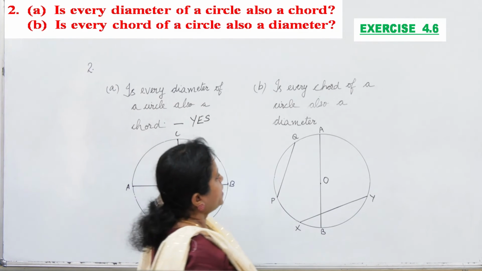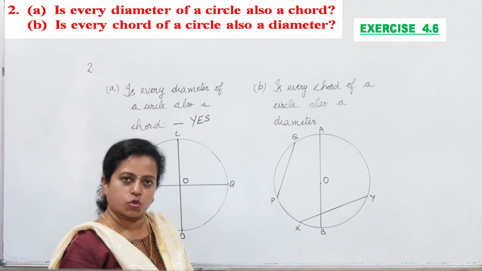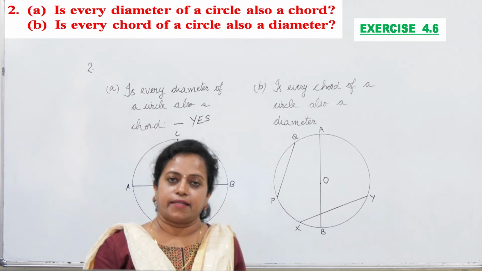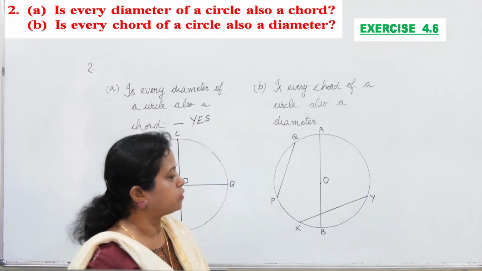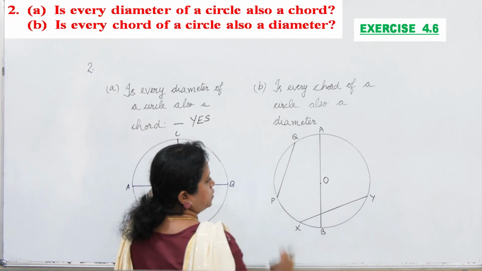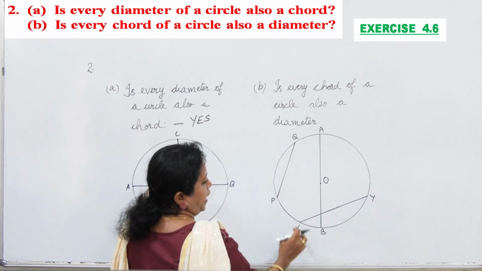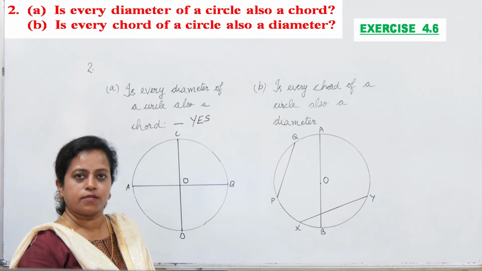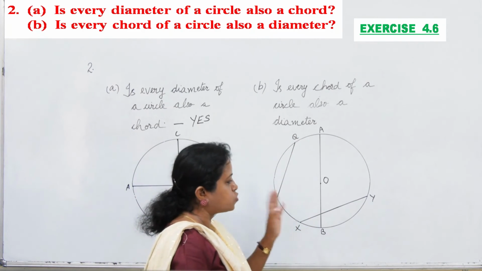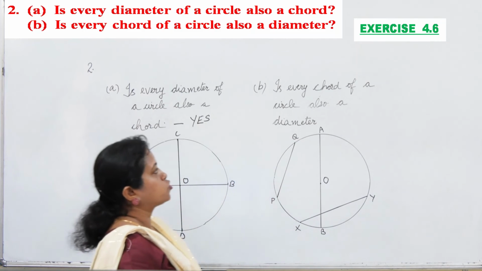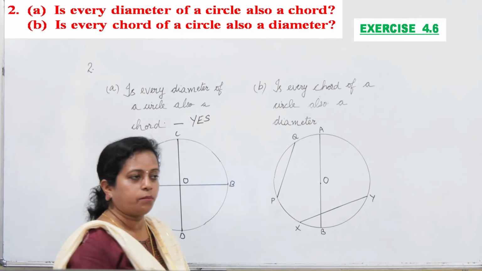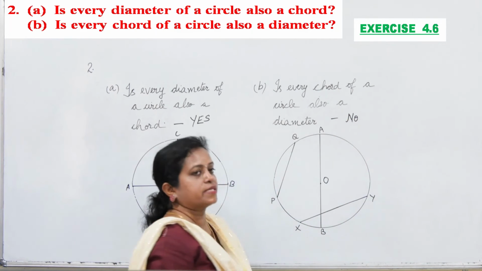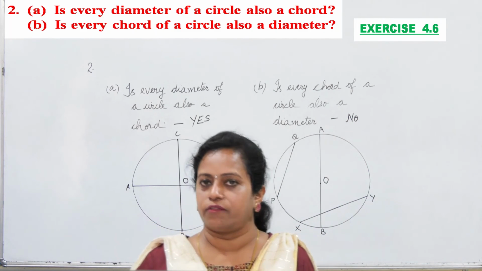The B part is, is every chord of a circle also a diameter? Here you can see that I have made the chords. What are chords? They are the line segments which have their endpoints on the circle. So this is one of the chords PQ, another chord AB and XY. But here you will find that all the chords are not passing through the center. Only one of the chords passes through the center, that is the diameter. So is every chord of a circle also a diameter? No, the answer will be no. It will be a diameter only if it passes through the center of the given circle.